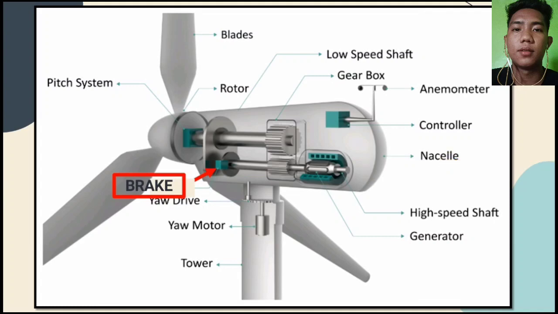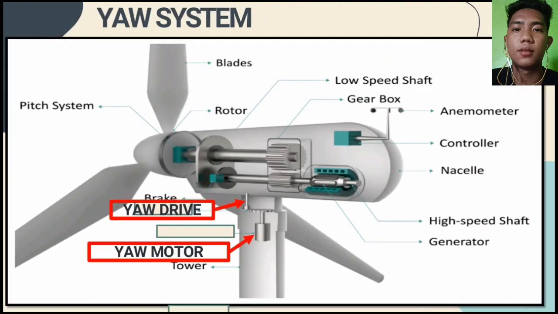And next, so sa yaw system. Ang yaw system meron ditong yaw drive and yaw motor. Ano nga ba ang function ng yaw system? Ang wind turbine kasi is hindi naka-fix, kaya may yaw system. Yung yaw system kasi sinusundan niya yung wind direction. So dapat laging nakaharap yung turbine sa wind direction.